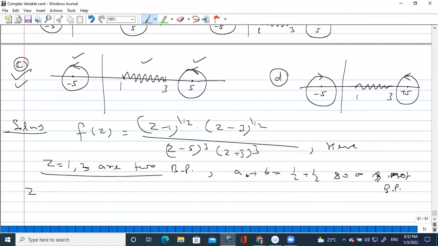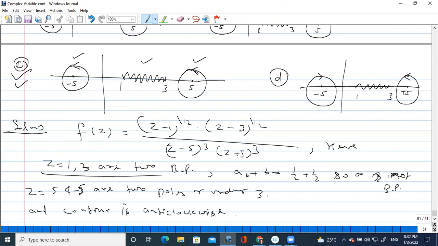Z equal to 5 and minus 5 are two poles of order 3. Okay. And the contour is anticlockwise. So z equal to 1 and 3, the two branch points, should be avoided from the contour, because the contour gives us the integration. So if you keep these things in mind, then option C is correct.